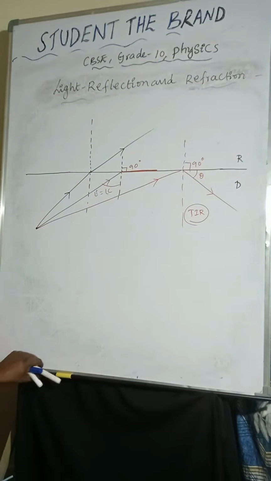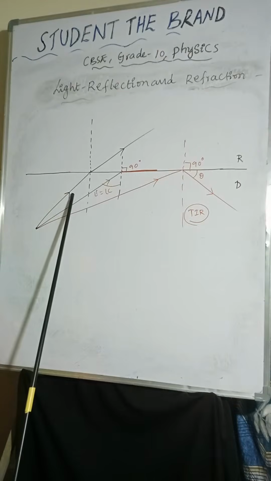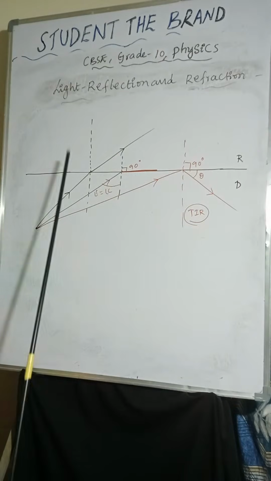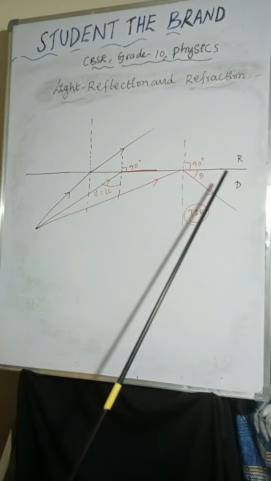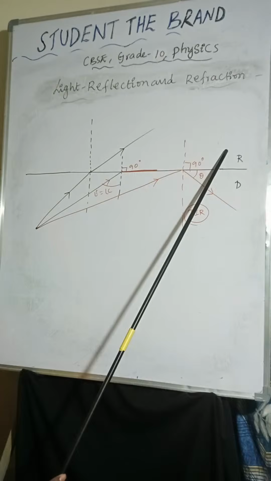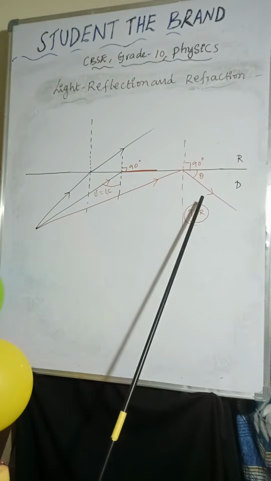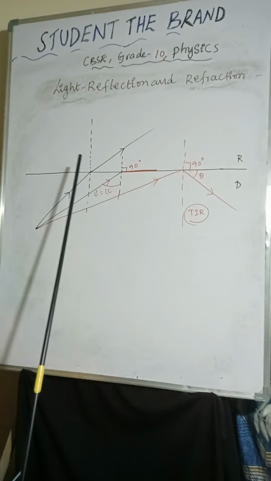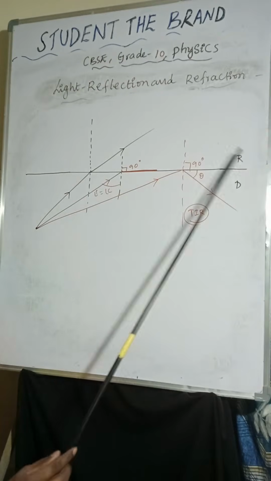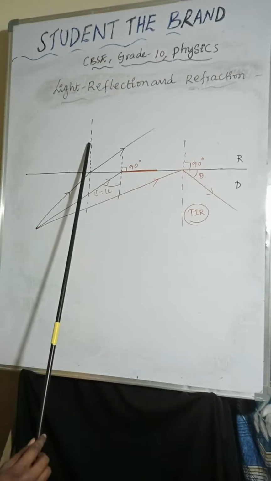So here you can observe one thing. Here you can observe the incident ray and the refracted ray. Normally, if the light ray is passing from denser to rarer, the rarer medium is the one where the speed of light is more, and the medium where the speed of light is less is called the denser medium. So if the light ray is passing from denser to rarer, it moves away from the normal line. This is the normal line.